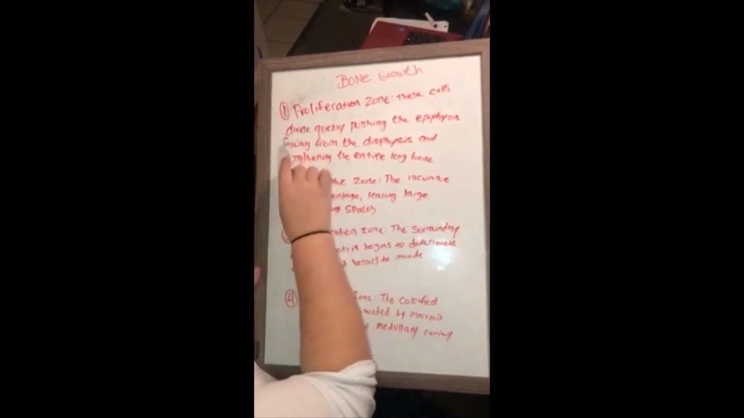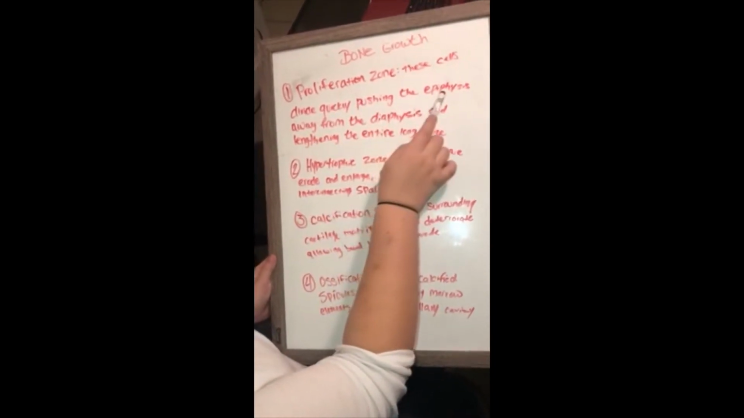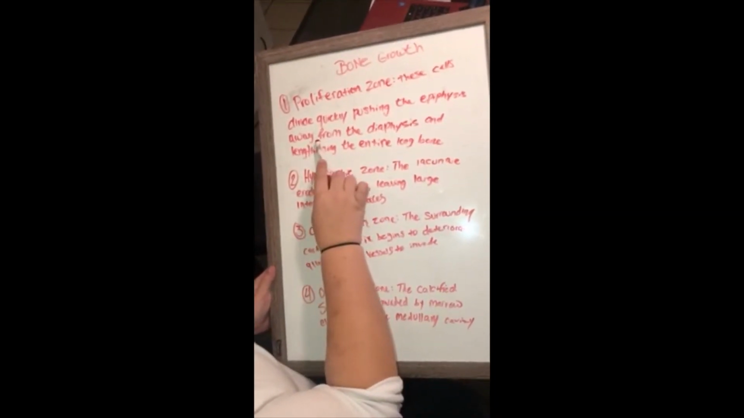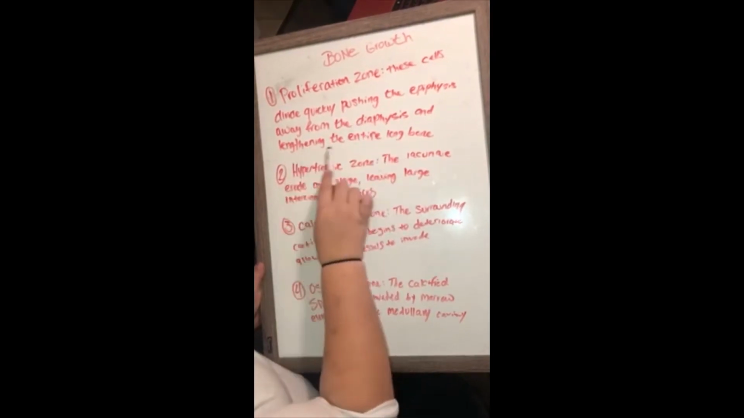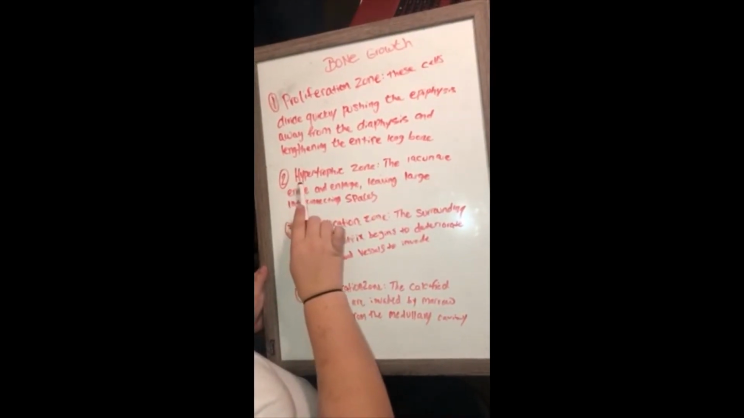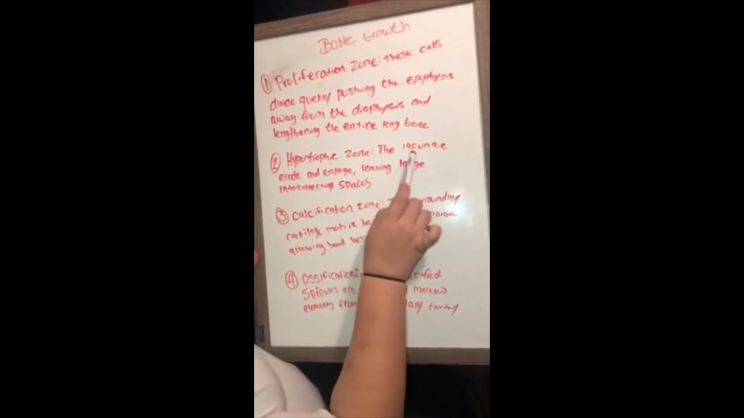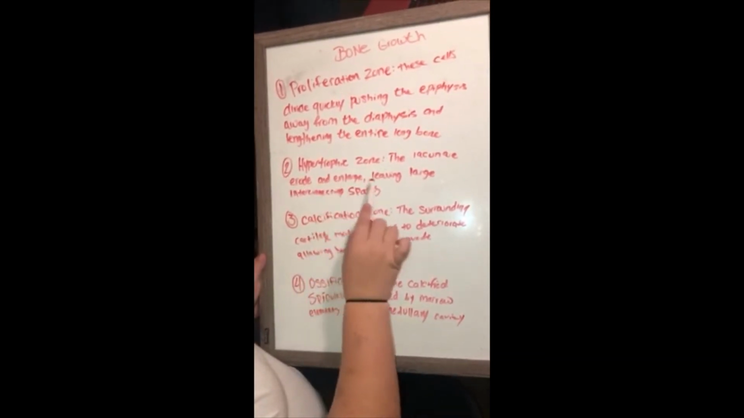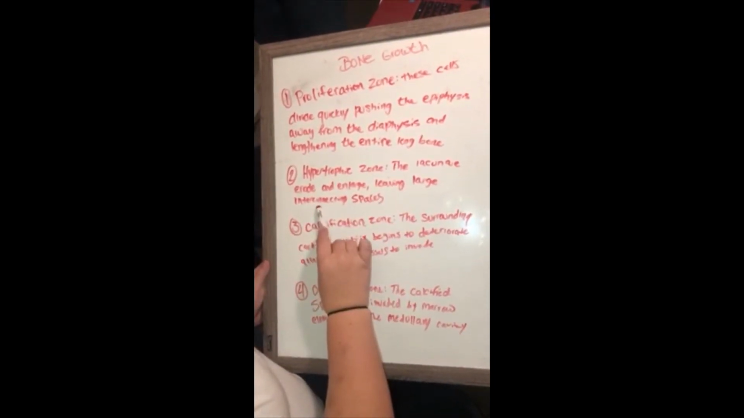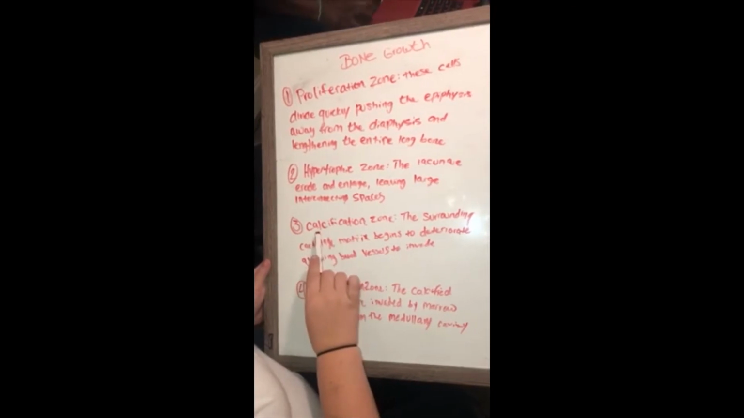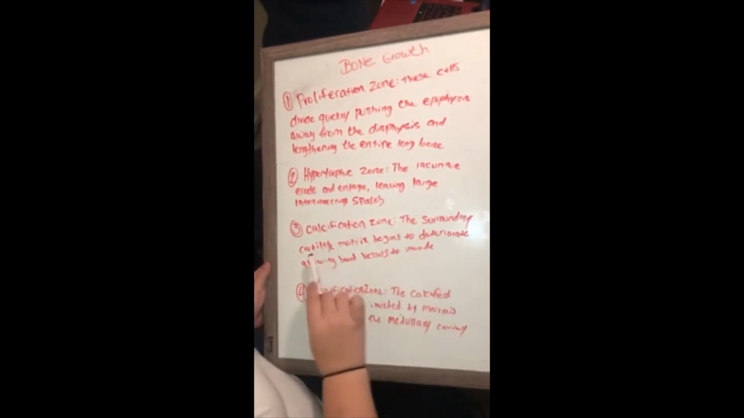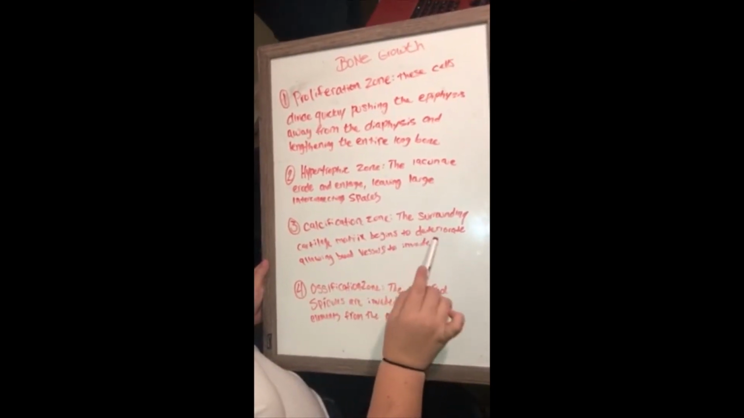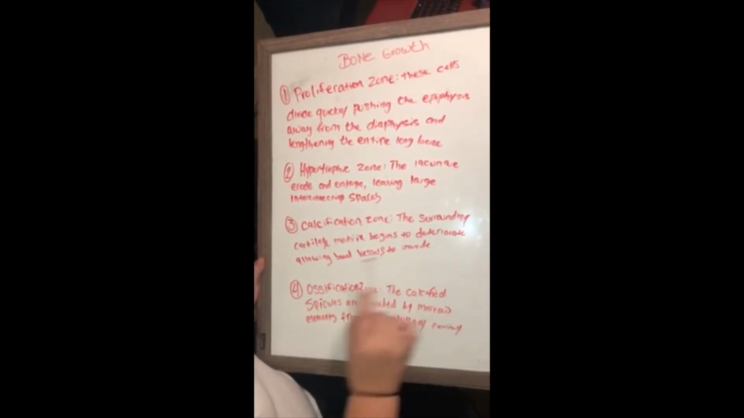Proliferation zone. These cells divide quickly, pushing the epiphyses far away from the diaphyses, lengthening the entire long bone. Next, we have the hypertrophic zone. The lacunae erode and enlarge, leaving large interconnecting spaces. Third is the calcification zone. The surrounding cartilage matrix begins to erode, allowing blood vessels to invade.